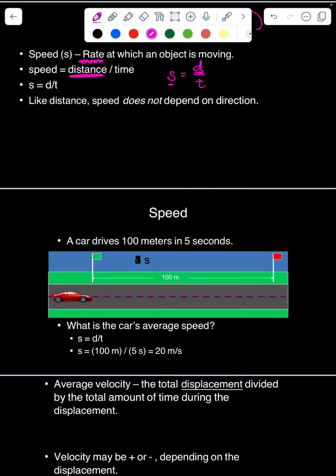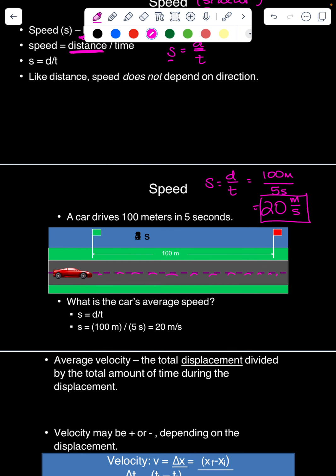So if we're looking at this car, it drives this 100 meters in 5 seconds. I want to know what the car's average speed is. So we know that speed is distance over time. Our distance was 100 meters. Our time was 5 seconds. So we know that 100 divided by 5 gives us 20. And we always need our unit, and that's going to be meters per second. So over that 5 seconds, that car went an average speed of 20 meters per second.